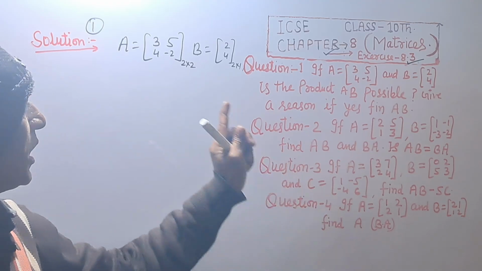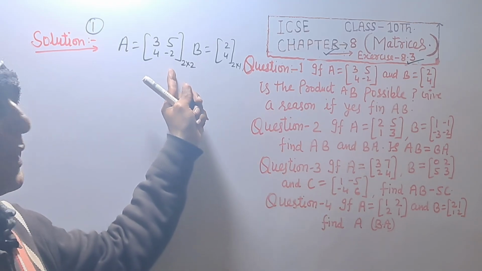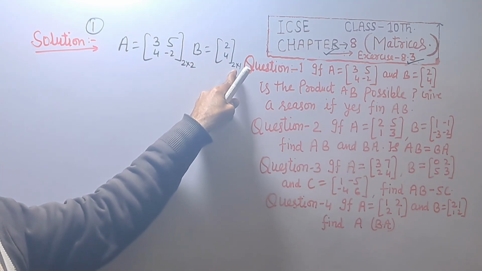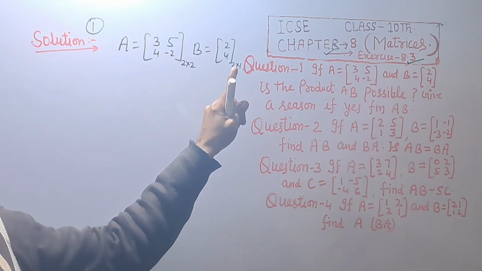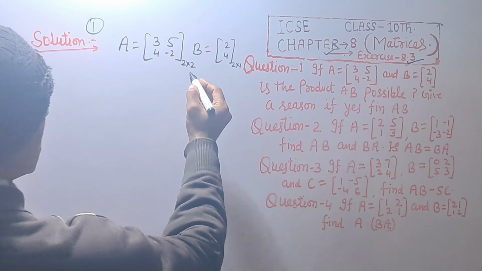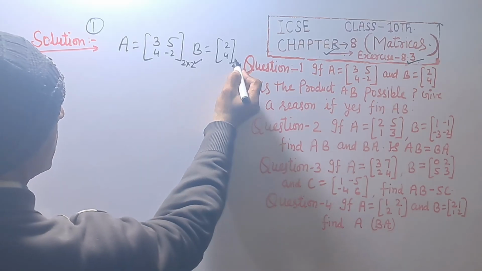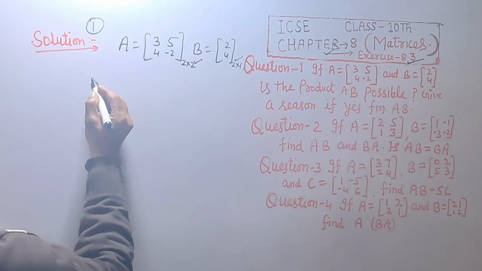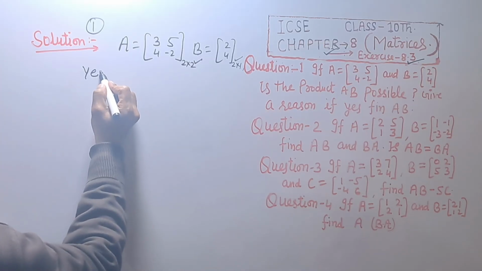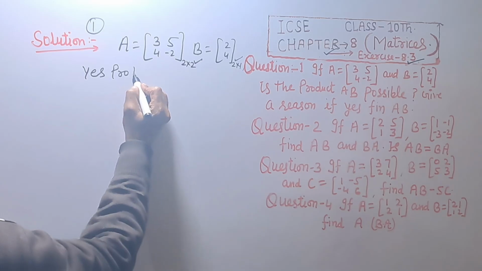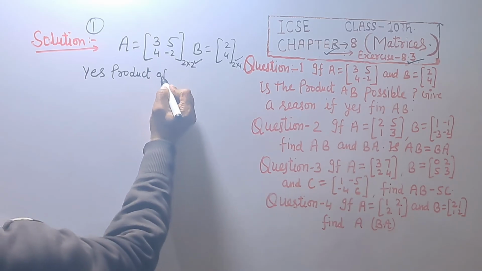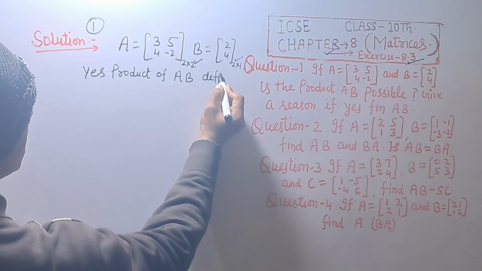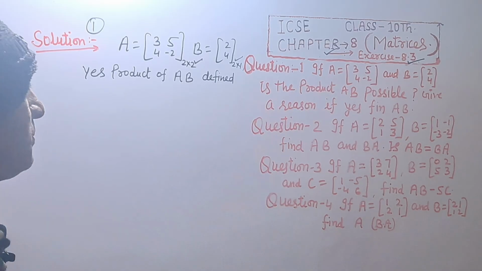We know that if the number of columns in matrix A is equal to the number of rows in matrix B, then the product AB is defined. That is the rule: number of columns in matrix A equal to number of rows in matrix B, then product of AB is defined. Yes, the product of AB is defined or possible.